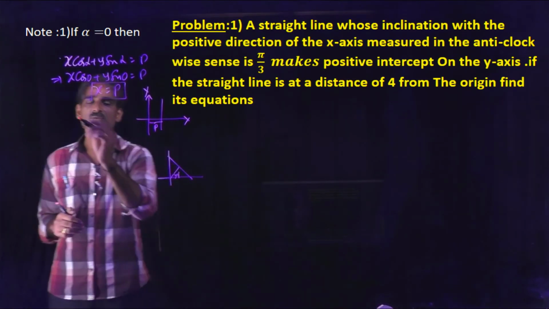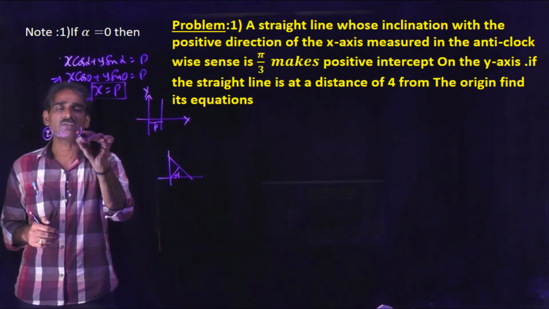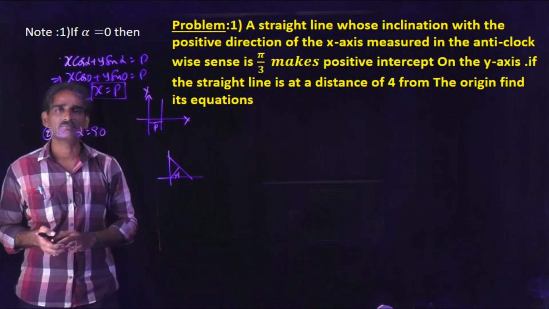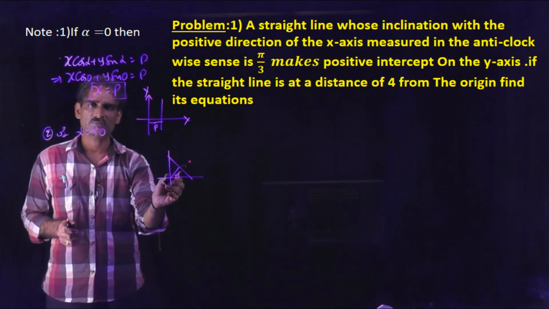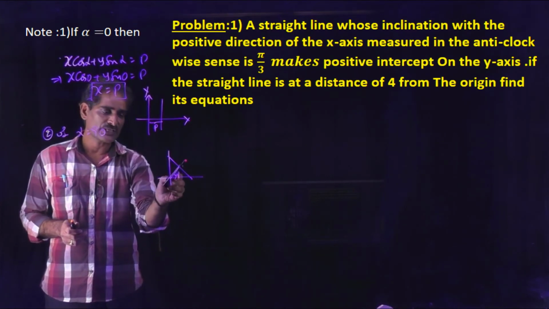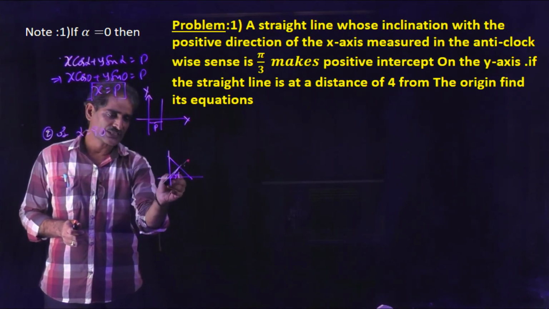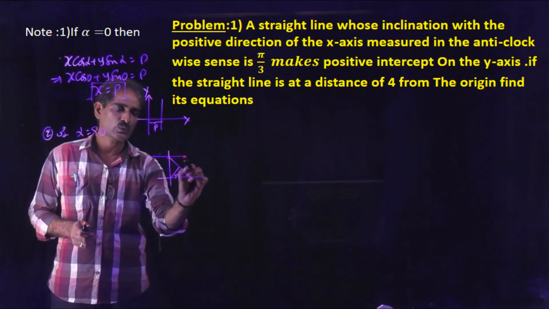So now take the second case. If alpha is equal to 90, what will happen? Just observe that this is the correct position, and in this case the normal making angle is alpha. If alpha is 90, that means if this angle is increased to 90, this line coincides with this. This line becomes a line parallel to x-axis.